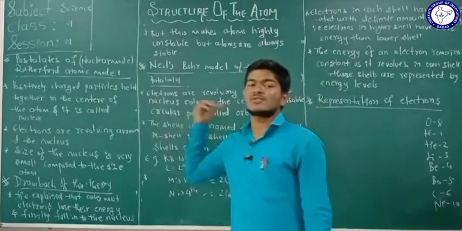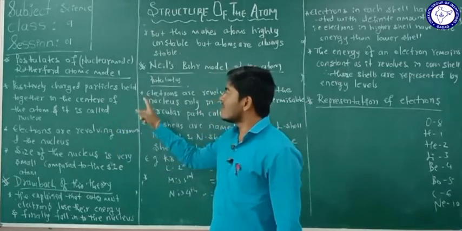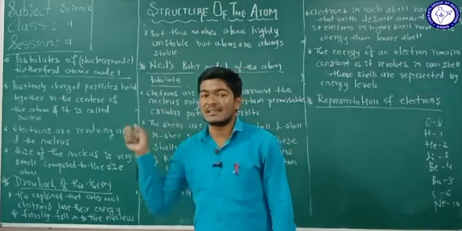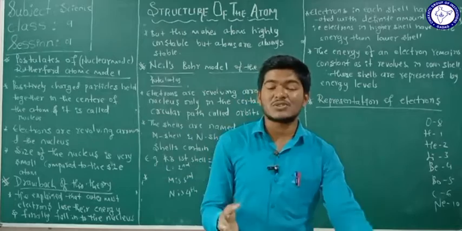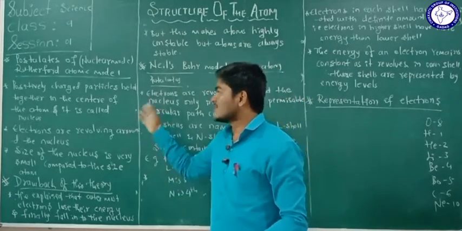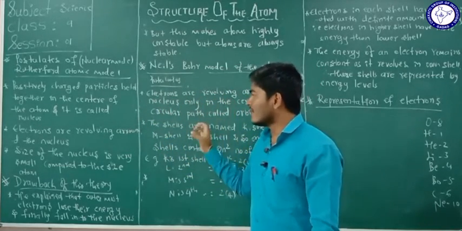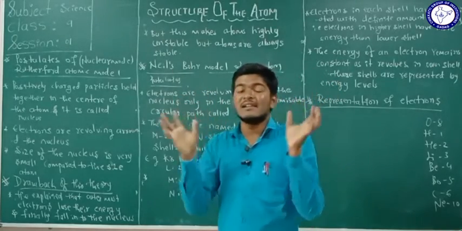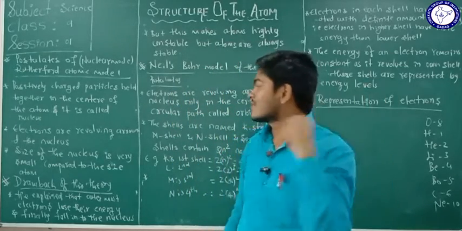So what are the postulates of the nuclear atomic model? What are the postulates he says? By the observations and the conclusions, he gives some postulates to explain the atomic theory. The first postulate is that the positively charged particles are held together in the center of the atom, and it is called the nucleus. He says that at the center of the atom, the positively charged particles are present, and that is called a nucleus.